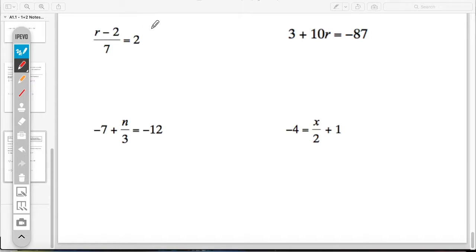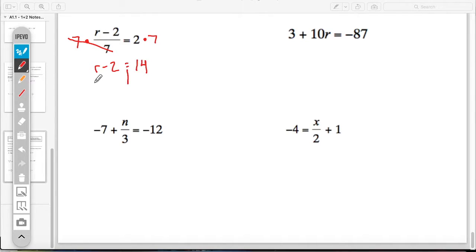So, this problem right here, we have an expression with our variable being divided by this 7. So if I put my pen over the 7 and I had r minus 2 equals 2, well, that's a one-step problem. So we know how to solve that. So our issue right now is this 7. So since this is a fraction, I'm going to multiply by 7 on both sides. So these 7's will cancel, so I'm left with r minus 2 equals 2 times 7, which is 14.